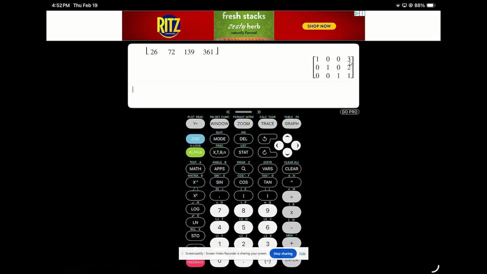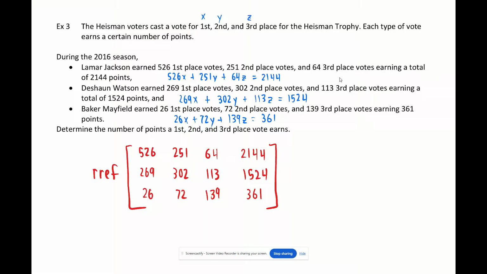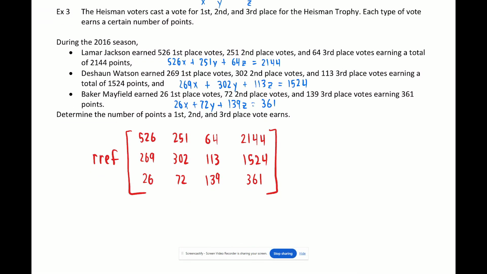So X, first place, got 3 points. Y, 2, Z, 1. So when I answer this question, since it's practical, I would say first place received 3 points, because that was my X, right? Second place, well, they got 2 points. That was my Y. Finally down to third place, which was my Z, and they got 1 point.